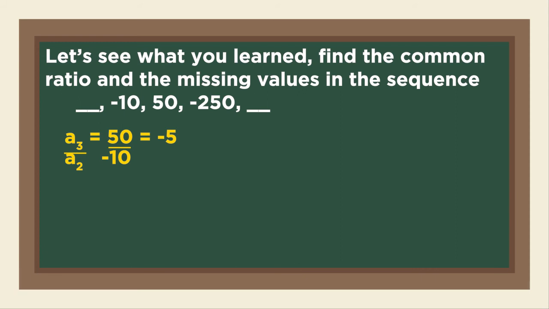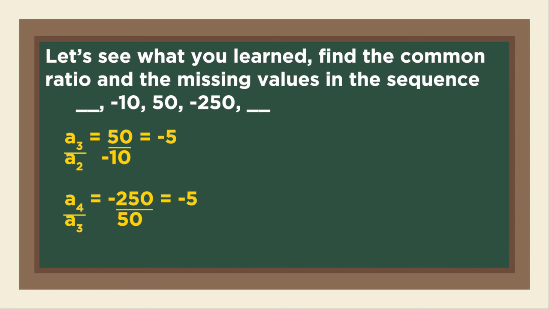To confirm whether we have the same common ratio, we will try the fourth term, a sub 4, divided by the third term, which is a sub 3. That is, a sub 4 is negative 250 divided by the third term, which is 50. Negative 250 divided by 50 will give us negative 5. See, if you use a sub 3 divided by a sub 2 or a sub 4 divided by a sub 3, we get the same common ratio.